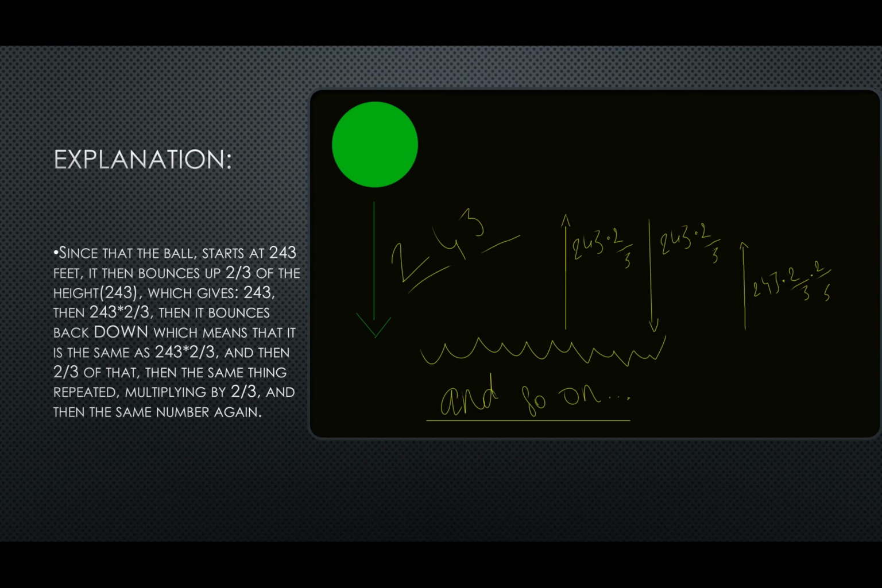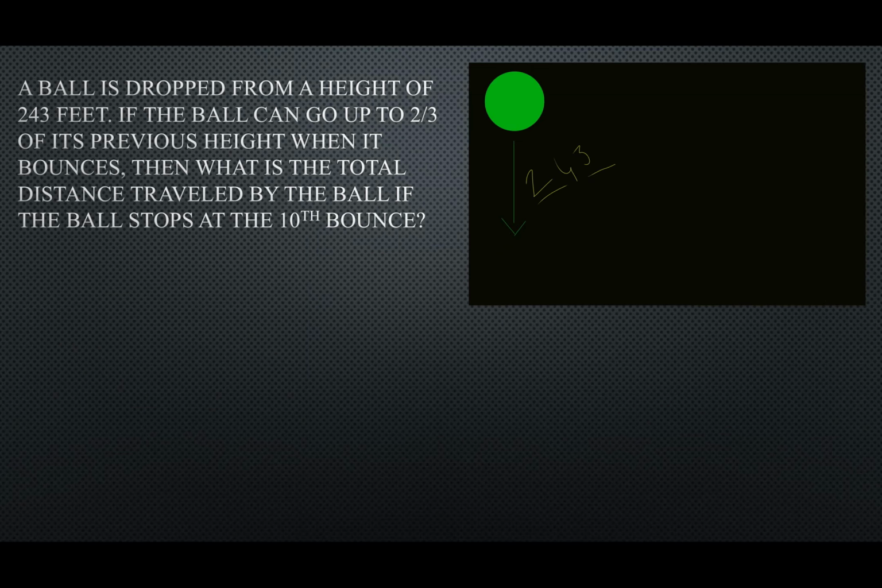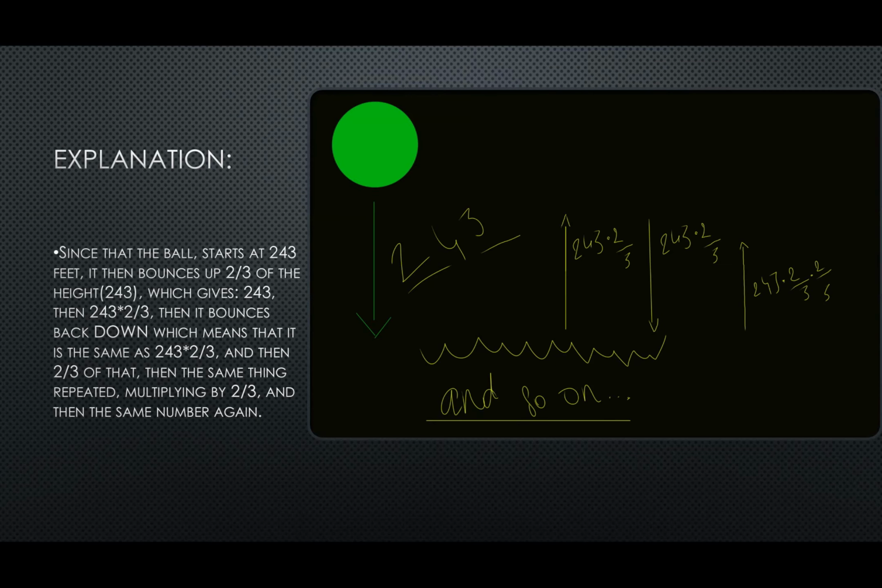So over here, it shows that the ball drops down 243 feet, and then it goes up 243 times 2/3. It's a multiplication symbol. Why? This is because it says of. If we go back to the problem over here, it goes to 2/3 of. Of means multiplied by. So based on this, we can just put a multiplication sign.